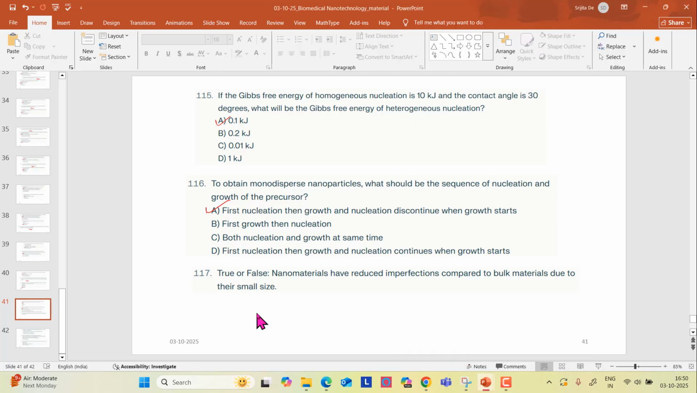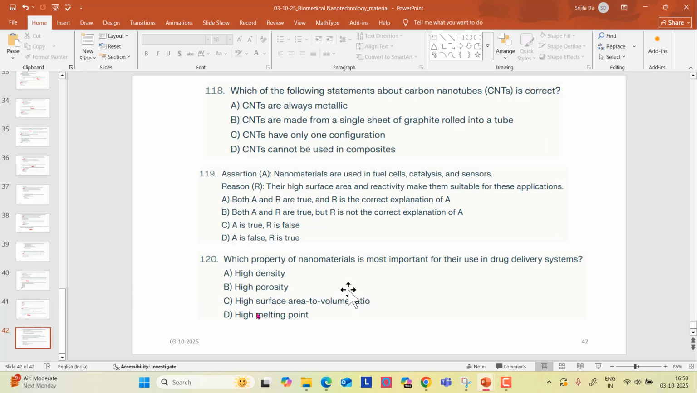Nanomaterials have reduced imperfections compared to bulk material due to their small size. It is true. Which of the following statements about carbon nanotubes is correct? CNTs are always metallic. CNTs are made from a single sheet of graphite rolled into a tube. CNTs have only one configuration. CNTs cannot be used in composites. So it is option B.